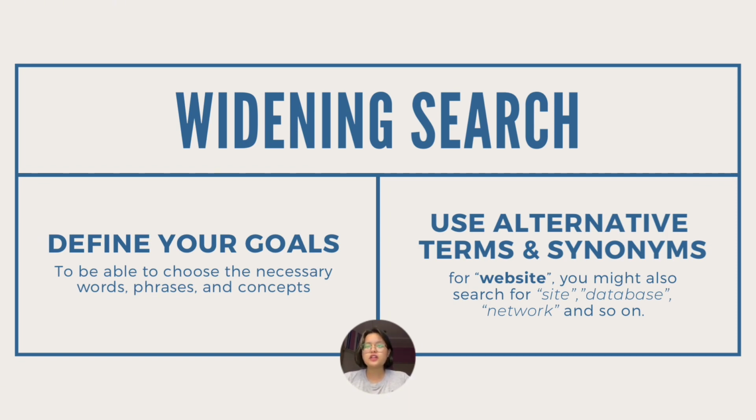The next tip, usage of alternative terms and synonyms to expand your search, is a must. Brainstorm a list of relevant keywords and phrases related to your research topic. Consider synonyms, alternative terms, and different spellings. For example, for a website, you may also try searching for site, database, network, and so on.